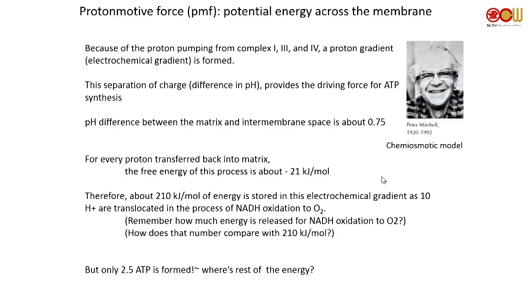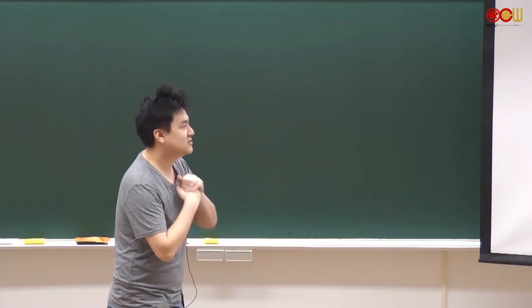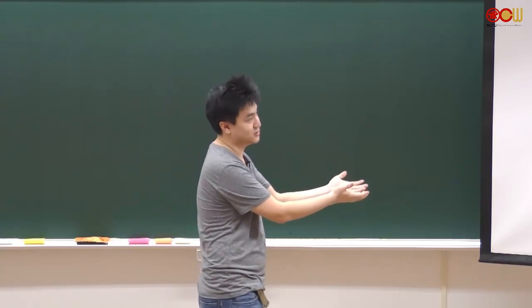So this pH difference between the matrix and the intermembrane space is about 0.75. And for every proton transferred back to the matrix, you can calculate that it's about minus 21 kilojoules per mole. So it was observed. Then if you have 10 protons stored in the intermembrane space, that's about 210 kilojoules per mole of energy stored.